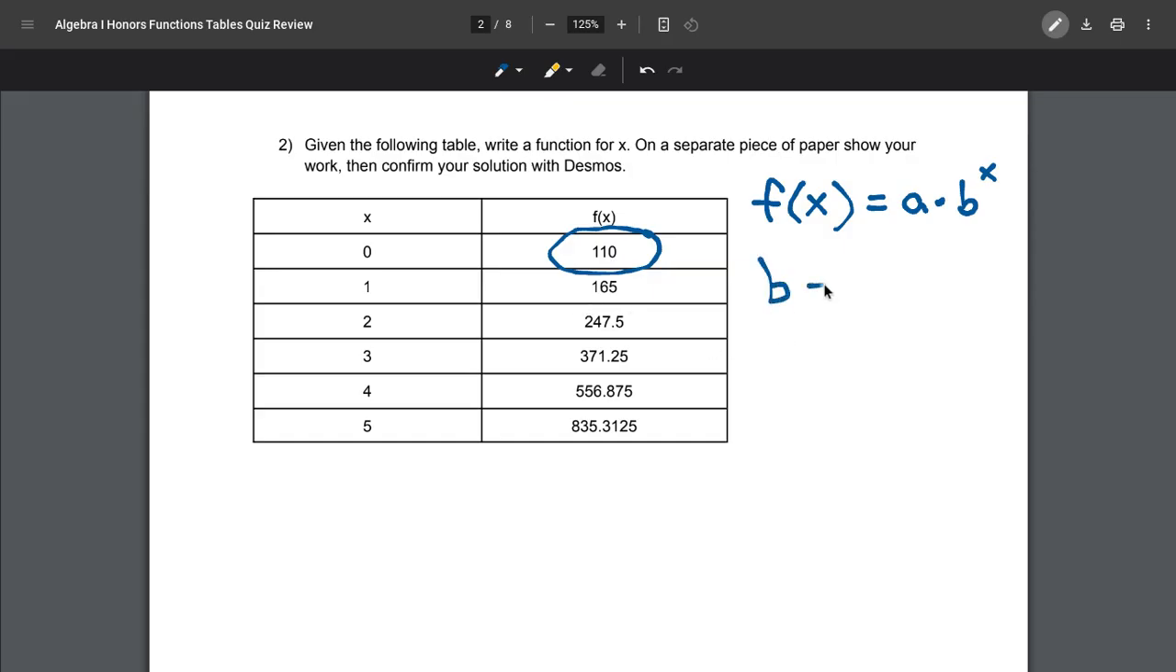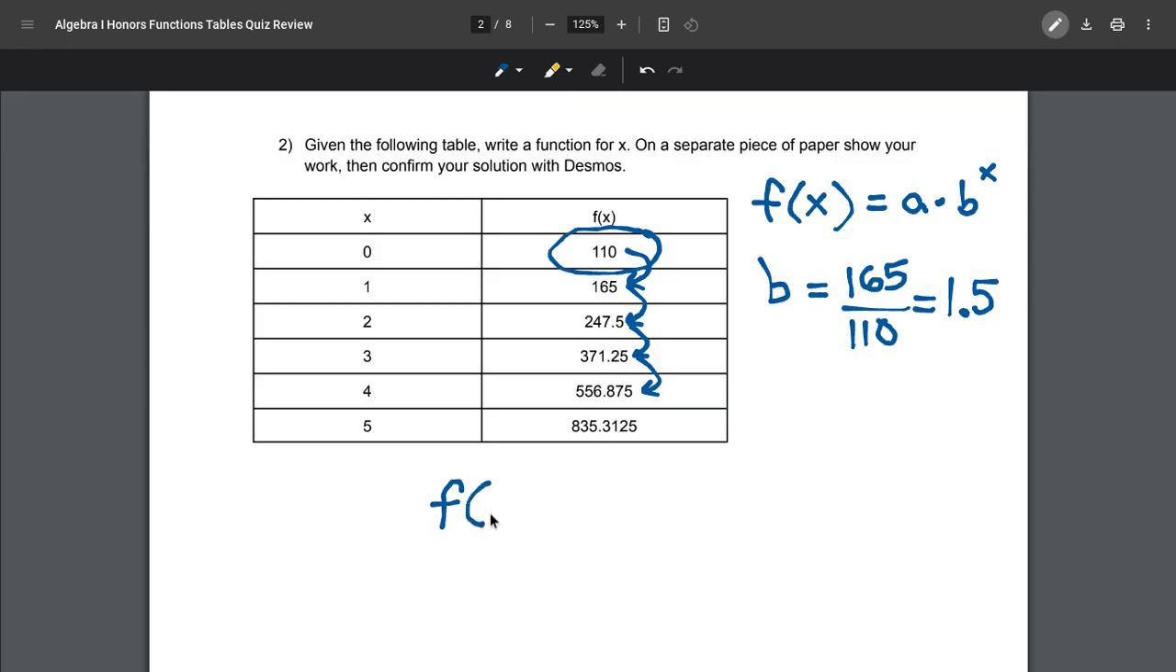I'm just going to pick the first two values. So 165 divided by 110. And if we do that, that's going to be 1.5. So that's this, b. And what that means is every time when I go up, I'm multiplying by 1.5. So to go from 110 to 165, I multiply by 1.5. I do that again to get to 247.5, then to 371.25, and so on.